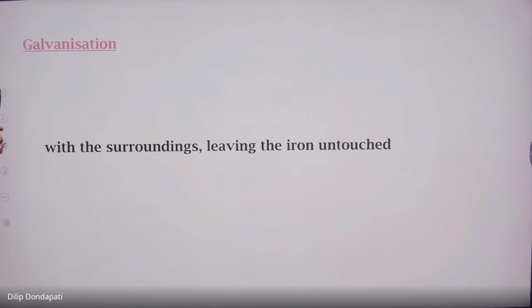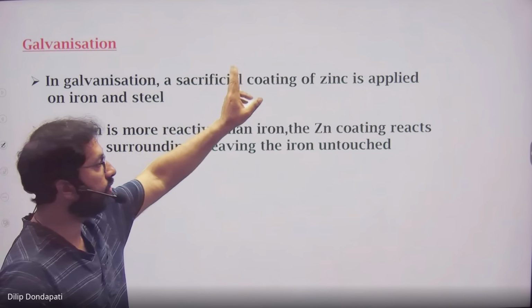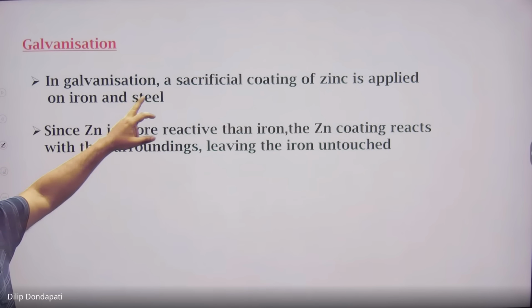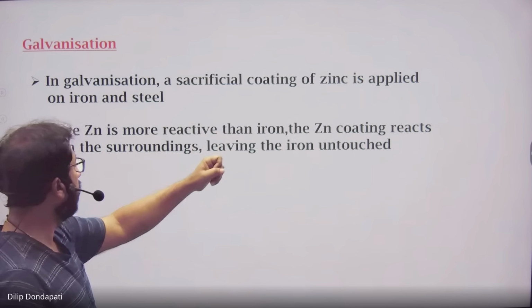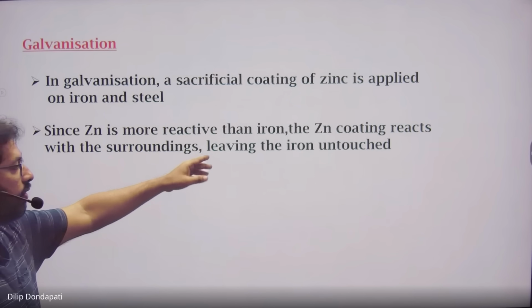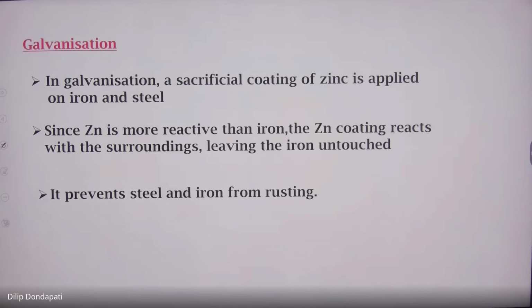See, in galvanization, a sacrificial coating of zinc is applied to iron and steel. Since zinc is more reactive than iron, the zinc coating reacts with the surroundings, leaving the iron untouched. That's why it helps the iron not to rust. It prevents steel and iron from rusting.